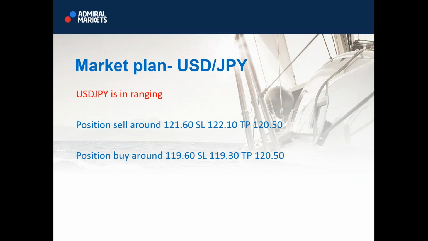Dollar yen is ranging, but two-way trading is possible. 121.60 is sell. Stop loss is 122.10. Target price is 120.50. Then we have a position to buy at 119.60. 119.30 is stop loss. Target is 120.50.